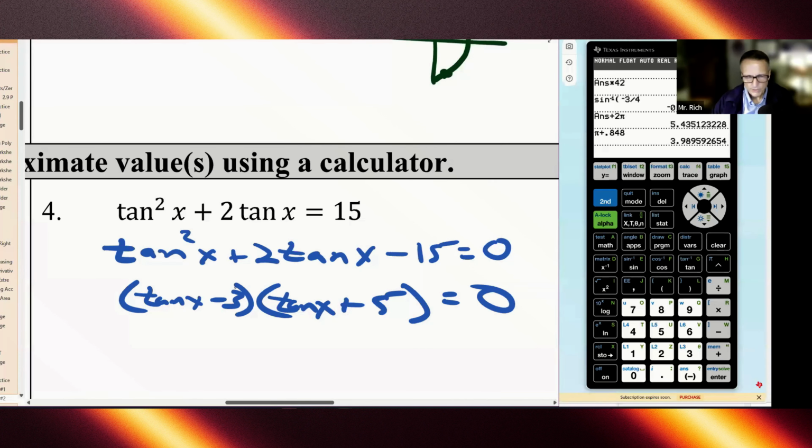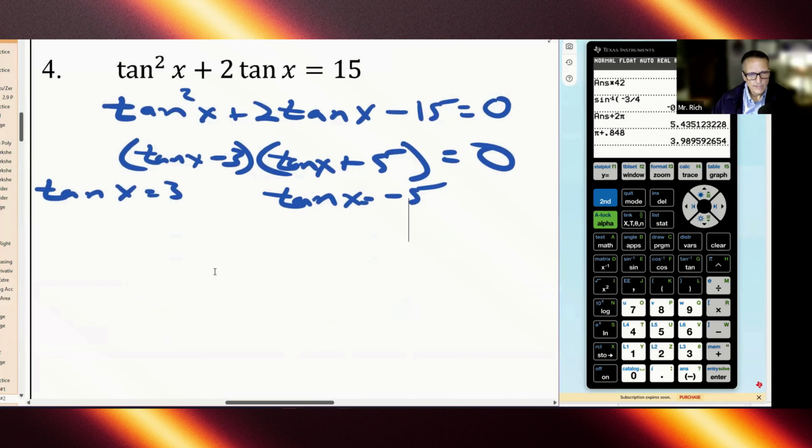I'm going to set each of those equal to 0. So I get tan x equals 3, and I get tan x equals negative 5. Well, let's find the value of the angle that goes with 3. So in other words, what angle has a tangent that's equal to 3?